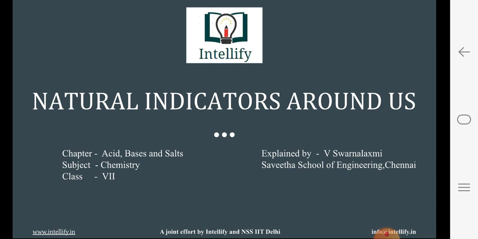So today we are going to study a little in detail about acids and bases. Yes, we are going to move one step ahead in the chapter of acids, bases and salts. Today we are going to study about natural indicators around us. Before understanding natural indicators around us, I would like to ask you, do you know anything about natural indicators? Don't worry. Just a minute, you will come to know everything about it.